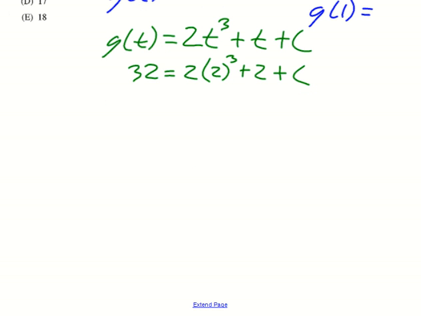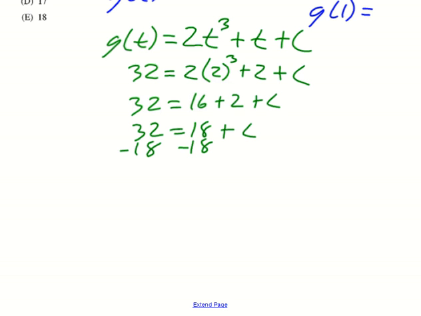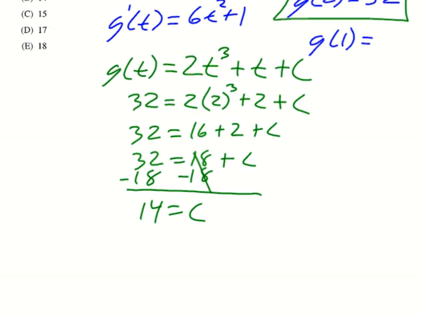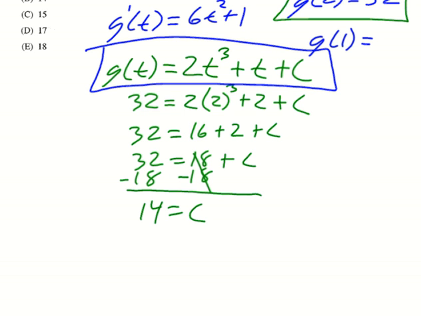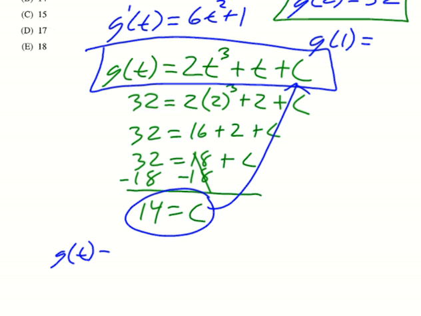And so a little bit of arithmetic here. 32 is equal to 2 cubed, which makes 8, times 2 gives us 16, plus 2, plus C. So 32 is equal to 18 plus C. And then if we subtract 18 from both sides, we get 14 is equal to C. And so now we can just go back to this equation that we have right here, and now we know that C is 14, so I'm just going to plug in for it. So G of t is equal to 2 times t cubed plus t plus 14.